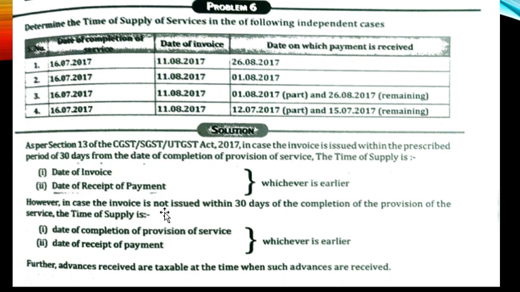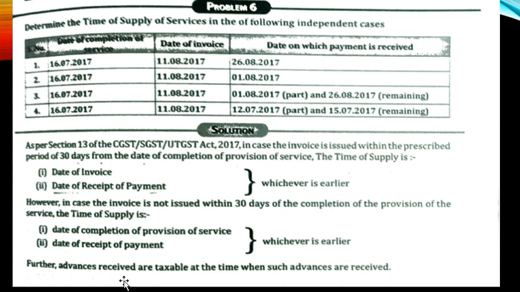So these 2 points will be considered. If the invoice is issued within 30 days from the date of completion of services, then the invoice date or receipt of payment date will be considered, whichever is earlier. If the invoice is not issued, then the time of supply will be the date of completion of services, provision of services, or date of receipt of payment, whichever is earlier. Further, advances received are taxable at the time when such advances are received.